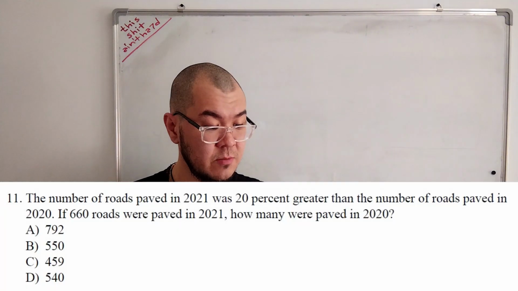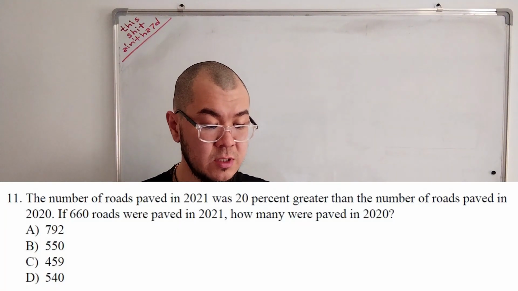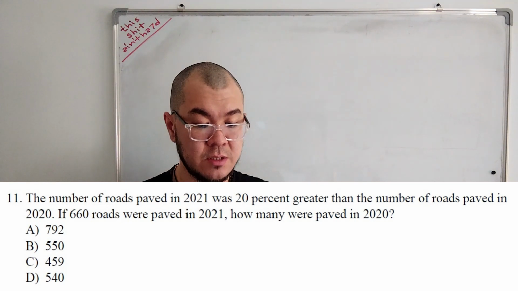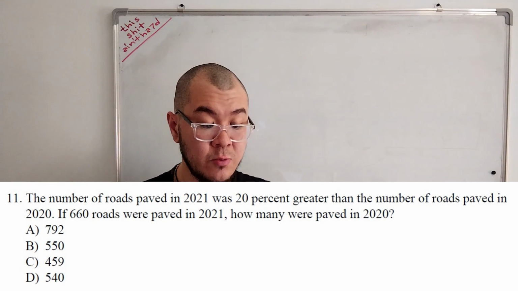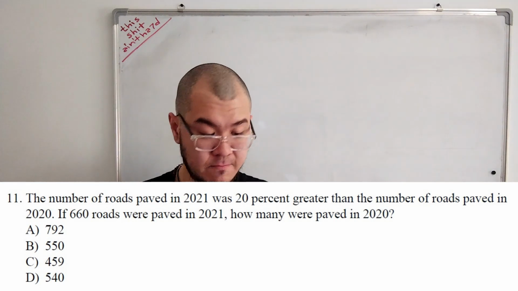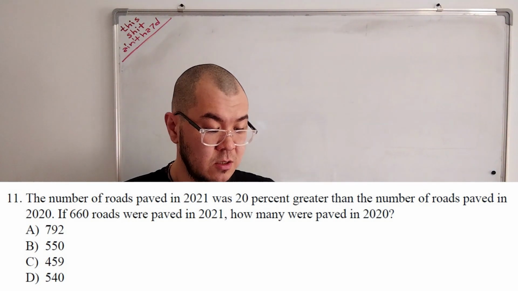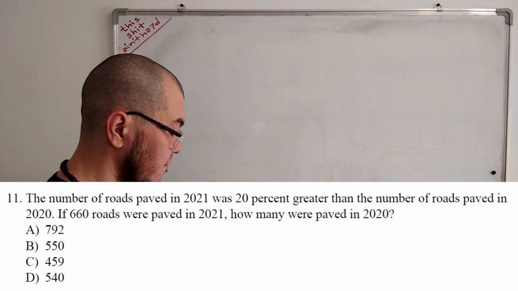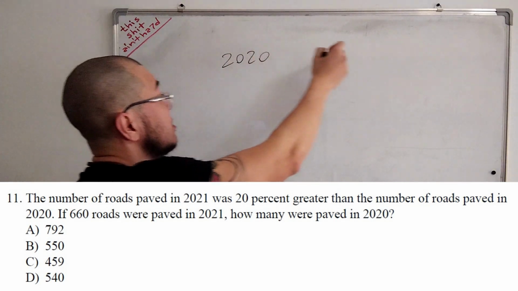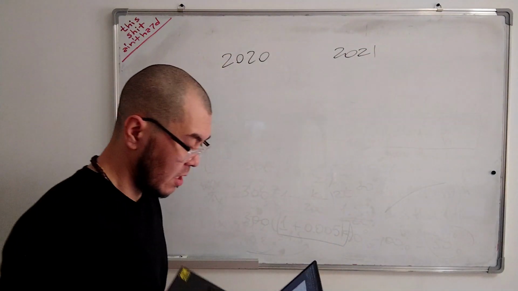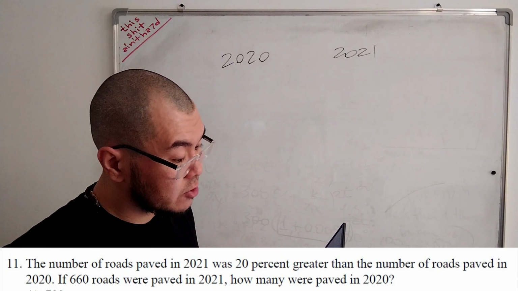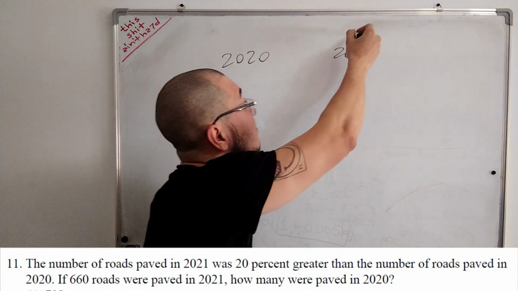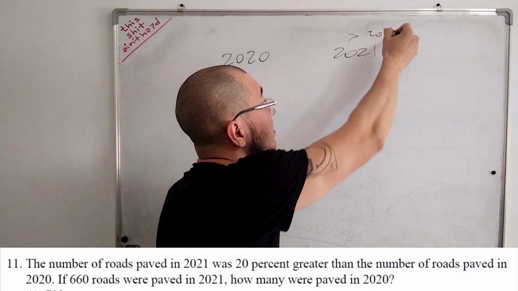Number 11. The number of roads paved in 2021 was 20% greater than the number of roads paved in 2020. If 660 roads were paved in 2021, how many were paved in 2020? Okay. So what do we have? We have 2 years, 2020 and 2021. We are given that the roads paved in 2021 was 20% greater. Okay, we have greater and 20%.